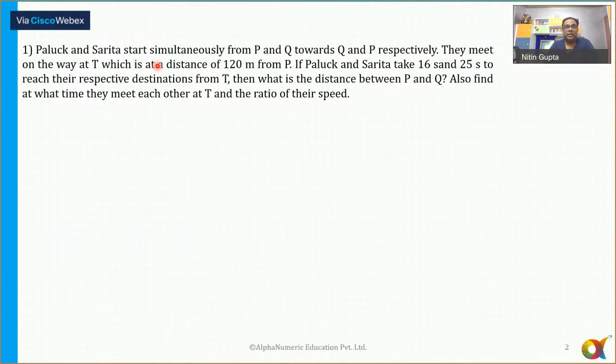It says Palak and Sarita, two persons, start simultaneously from points P and Q towards Q and P respectively. Always make a habit of drawing the diagram. So I can say there is a distance here, and there are 2 points. I can mark this point as P and this point as Q. They meet on the way at point T, which is at a distance of 120 meters from P.